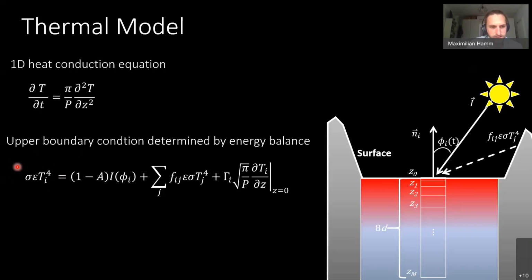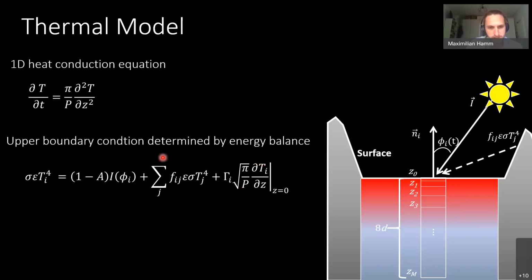And the heat that is radiated into space is balanced by the amount of energy that is put into the surface by the sun. So this is the illumination, which depends on the incident angle, and this is the one minus the albedo of the surface. So this is how much of the sunlight is absorbed. And then on the very right, you have the amount of energy that is conducted into the surface. This depends on the temperature gradient at the surface and the thermal inertia.